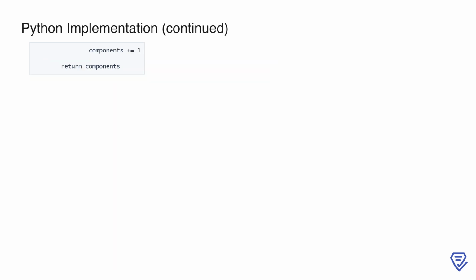Now, we focus on counting the connected components. We initialize a variable components to 0. Then, for each node in the graph, we check if it has not been visited. If a node is unvisited, it means we have found a new connected component. We increment the components counter, add the node to the visited set, and call the DFS function to explore all nodes in this component. Finally, after iterating through all the nodes, we return the total count of connected components. This approach ensures that we efficiently identify and count all distinct groups of connected nodes in the graph.